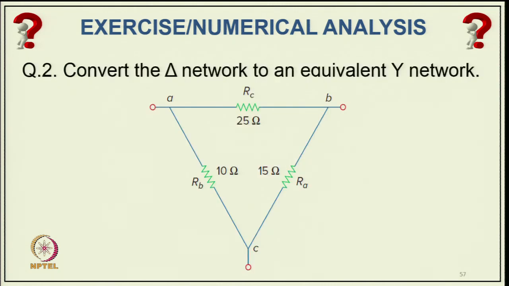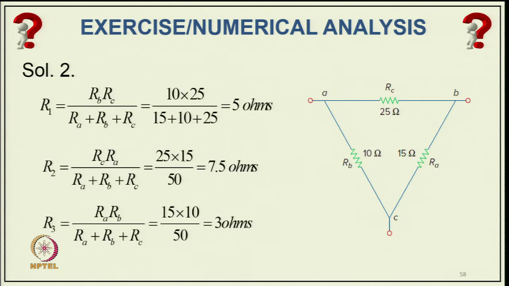Well, coming to the second question: convert the delta network into a star network. Here the resistances are shown as R A, R B, R C, that is 25 ohm, 15, 10 ohms, and the equivalent star you can find here. R 1 will be equal to R B into R C divided by R A plus R B plus R C. So we can put in the values and get 5 ohm, because in a star connection the resistance value will be lower.